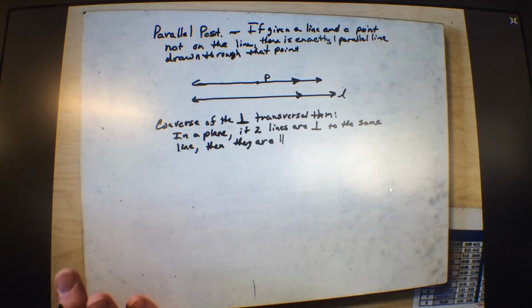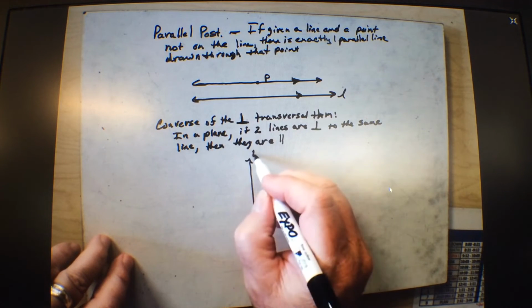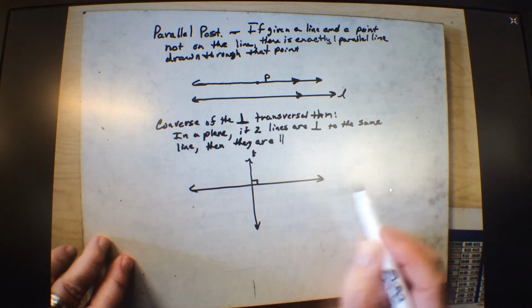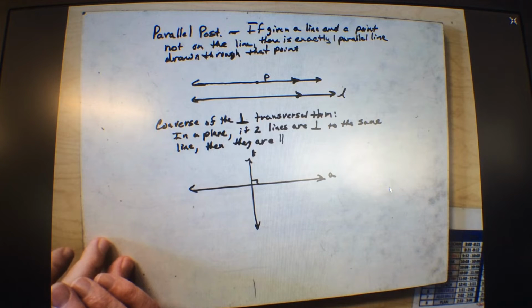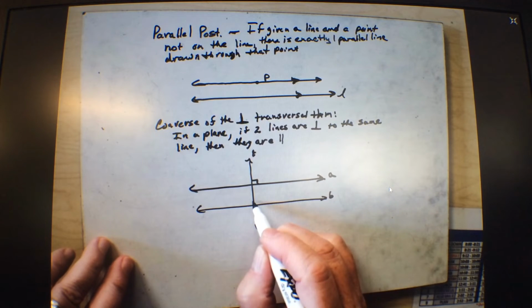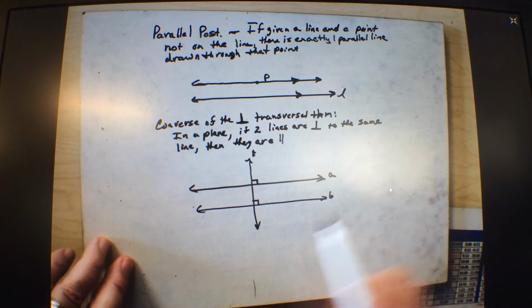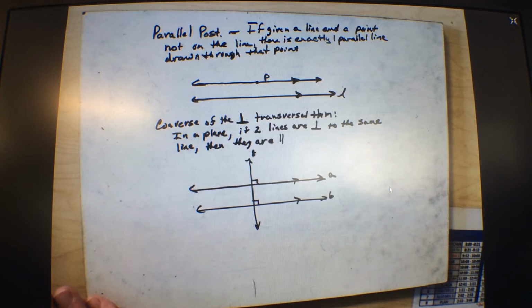Let me show you how this works. Okay, so let's say that we have a transversal, we'll call it T, okay? And it is perpendicular to this line. See? We'll call this A, right? And then we draw another line, we'll call it B. And it is also perpendicular to that transversal. Tell me about A and B. Parallel. They're parallel. They have to be. Okay, they have to. All right.